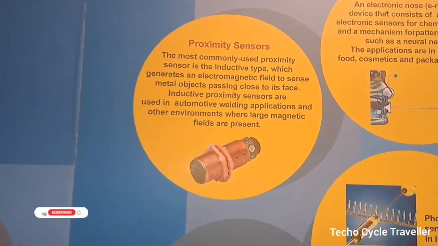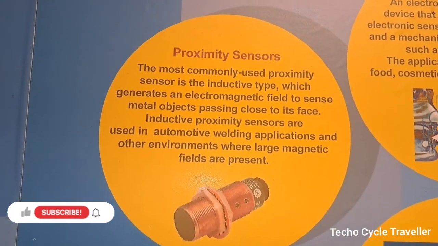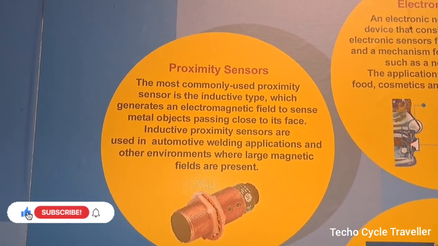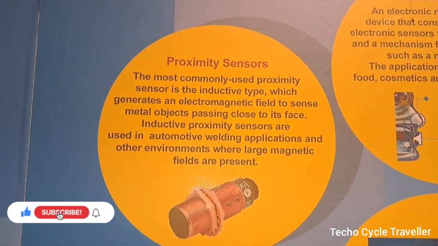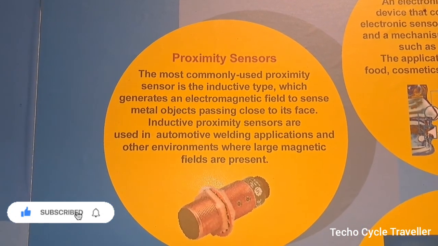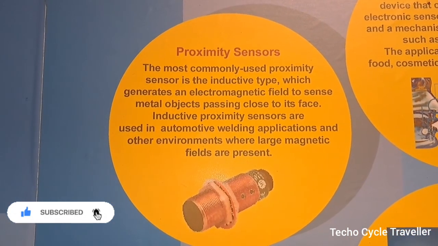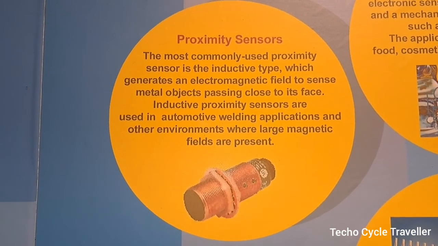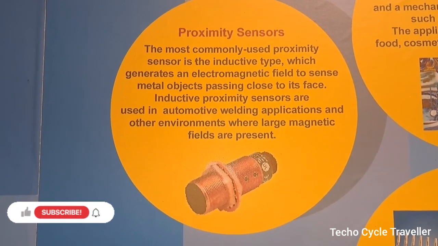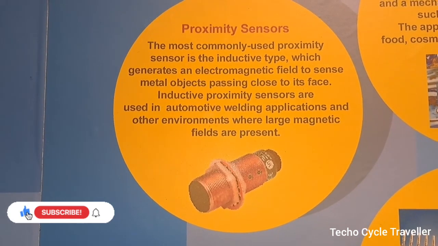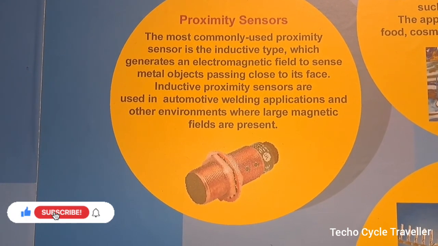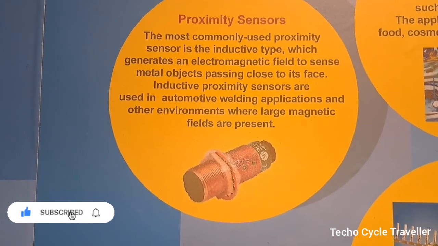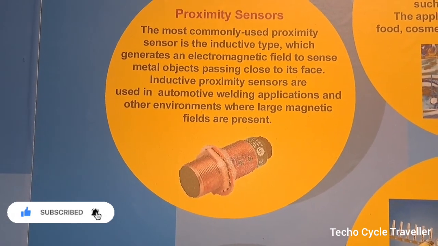Proximity sensors. The most commonly used proximity sensor is inductive technology, which generates an electromagnetic field to sense metal objects passing close to its face. Inductive proximity sensors are used in automotive, welding applications, and other environments where large magnetic fields are present.